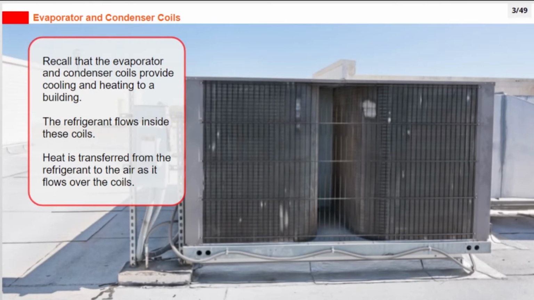Recall that the evaporator and condenser coils provide cooling and heating to a building. The refrigerant flows inside these coils. Heat is transferred from the refrigerant to the air as it flows over the coils.